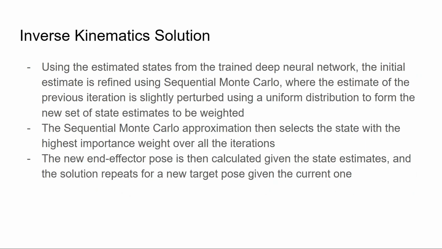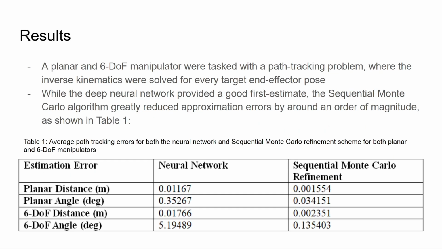Thus, the proposed inverse kinematic solution utilizes the initial estimate of the deep neural network and then is refined by the sequential Monte Carlo method. It is shown in results that while the deep neural network is capable of producing a good approximation and a good first guess for the sequential Monte Carlo method, the sequential Monte Carlo refinement is capable of reducing the error for both planar and 6-degree of freedom cases by an order of magnitude.